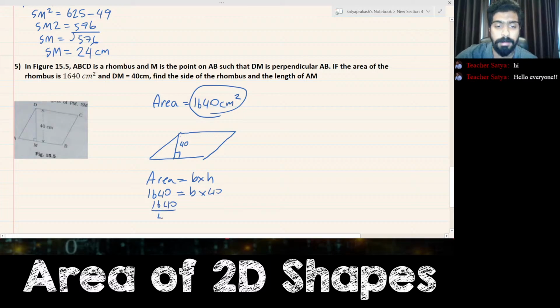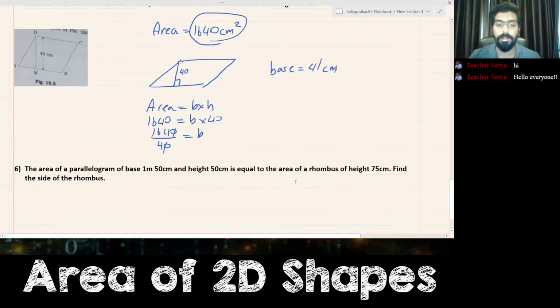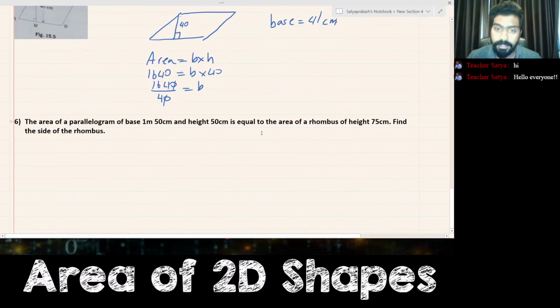1640 divided by 40 is equal to the base, right? And if we simplify it, what would we have? So the base would be 164 divided by 4, which will give us 41, and the unit is centimeter. Therefore, the length or the side of the rhombus would be 41 centimeter, as we all know that in a rhombus all sides are equal, right guys? All the sides would be equal.